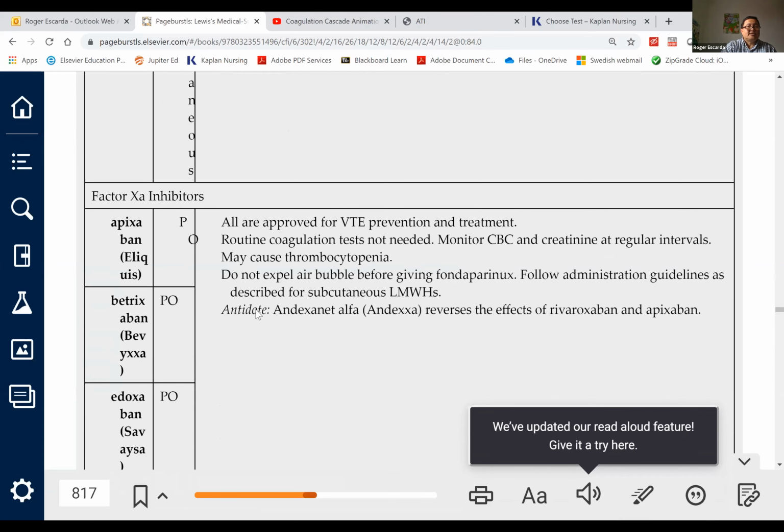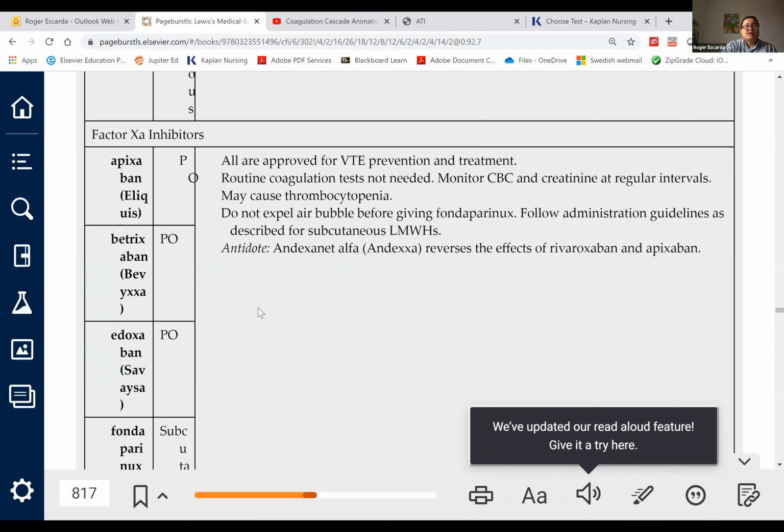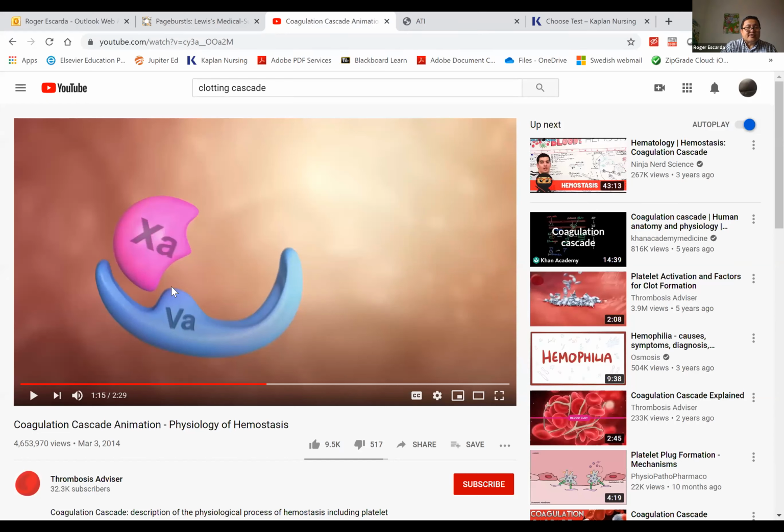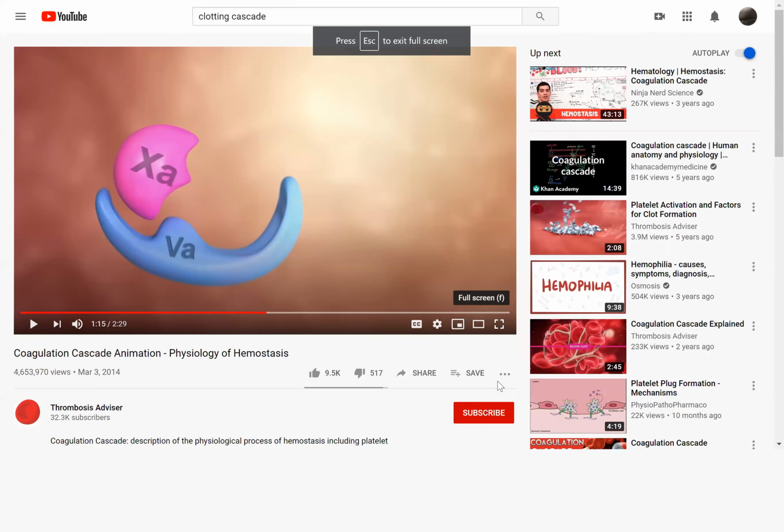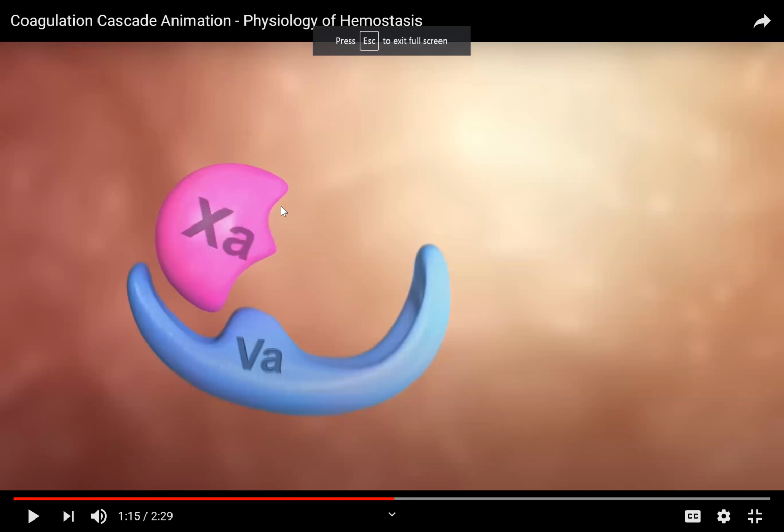So these are called 10A inhibitors. That stops the coagulation right here. Therefore, if 10A is not activated because you're taking apixaban, will you form blood clots? No. So you stop the clotting cascade right here.